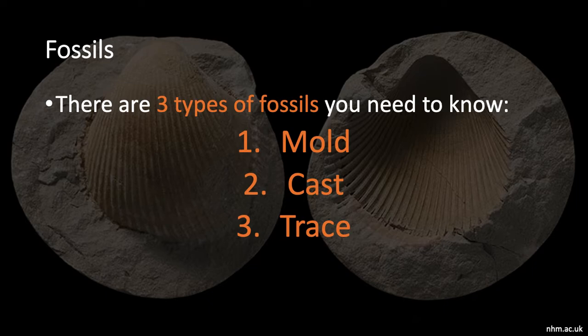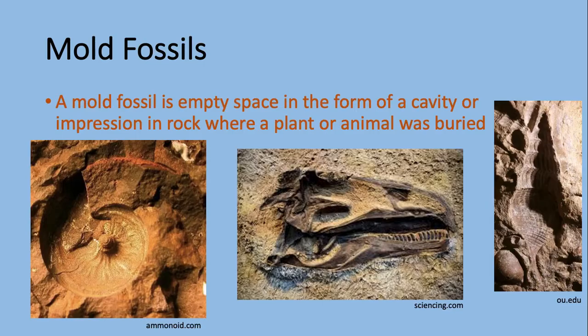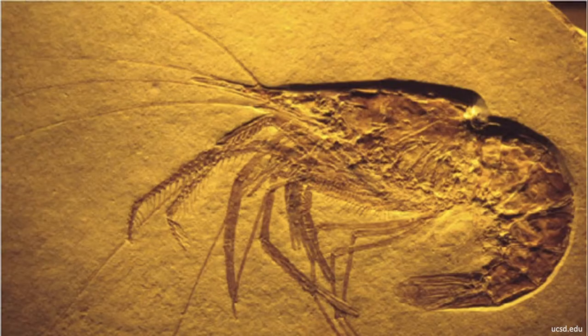There are three types of fossils you need to know: mold fossils, cast fossils, and trace fossils. A mold fossil is empty space. So where the organism was, but the organism's gone and the rock hardened, preserving the space where the organism was. A mold fossil is empty space in the form of a cavity or impression in rock where a plant or animal was buried. Here's an example of a mold fossil.